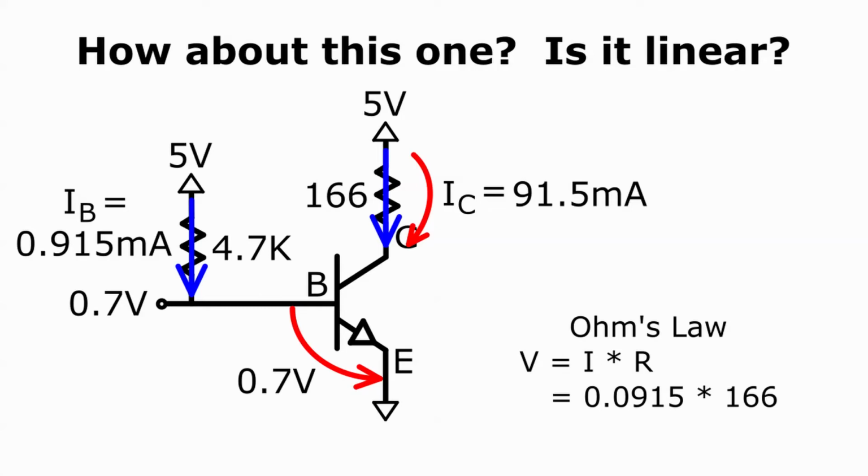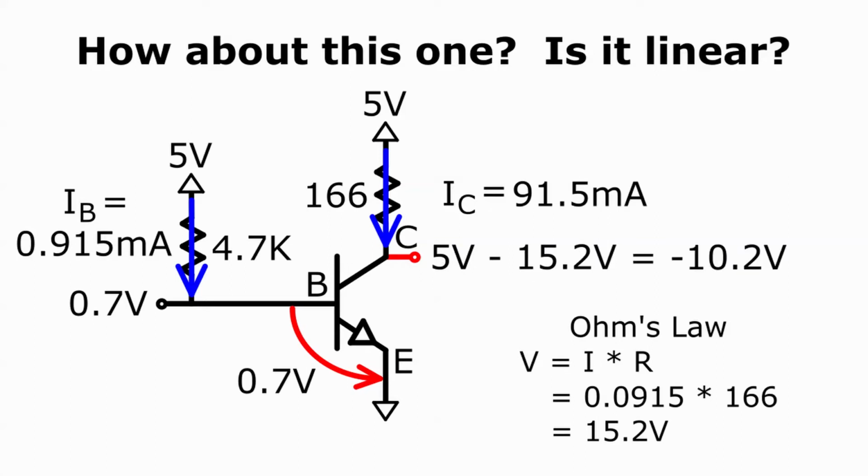91.5 milliamps is 0.0915 amperes. Multiplying by the 166 ohm resistance gives a voltage drop of 15.2 volts. Therefore, the voltage at the collector terminal will be 5 volts less 15.2 volts, or negative 10.2 volts. That's not going to happen. The collector voltage will not be negative.